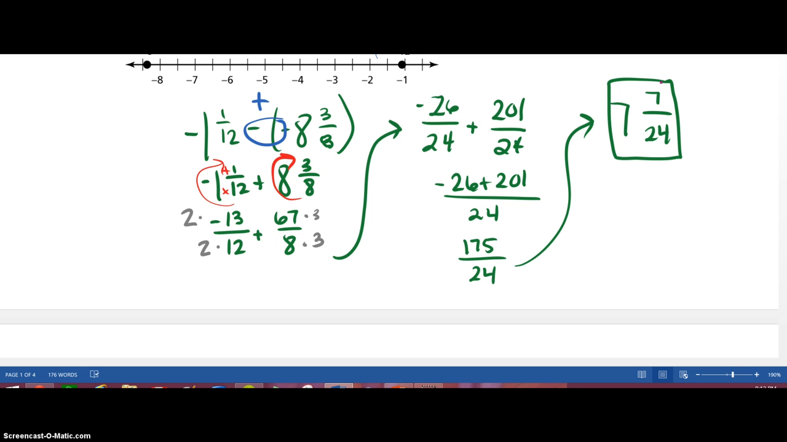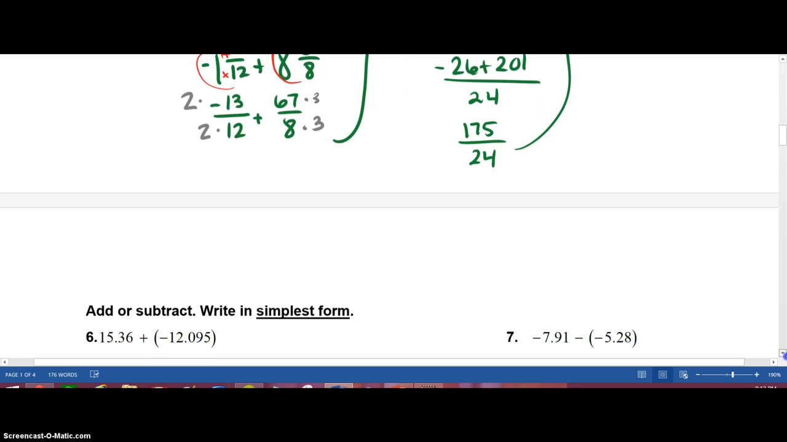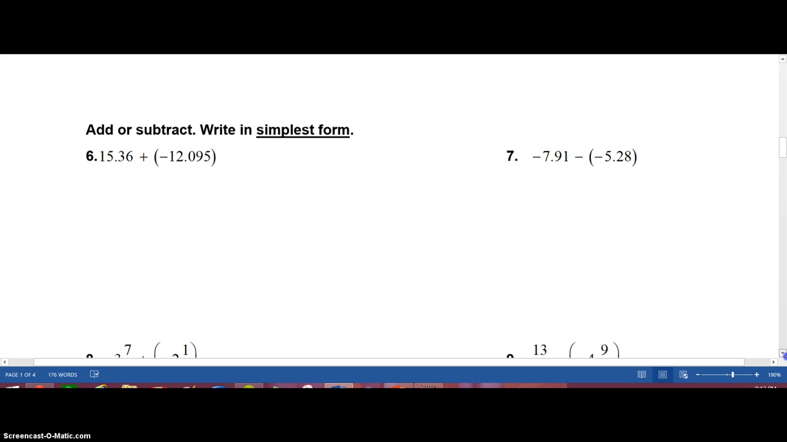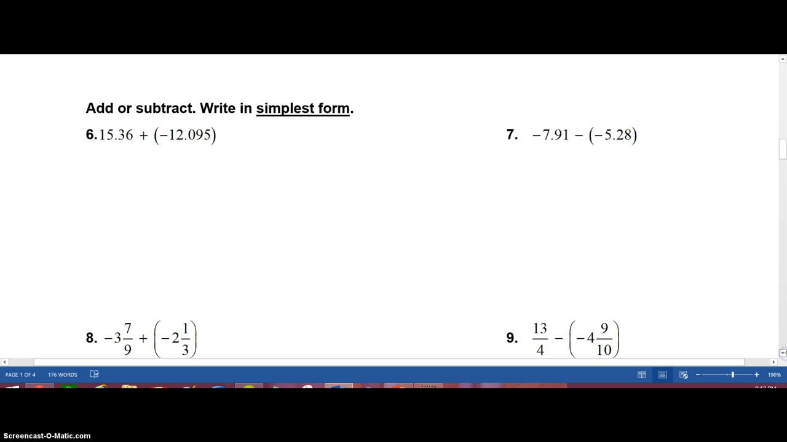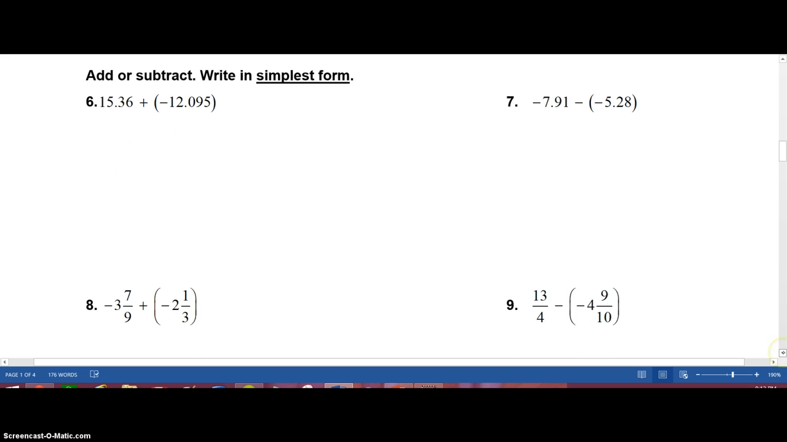So on to our second page here. It asks us to add or subtract, write it in simplest form. Now again, simplest form is referring to anything with a fraction in there. So 6 and 7 we're not going to worry about too much since those are both decimals.